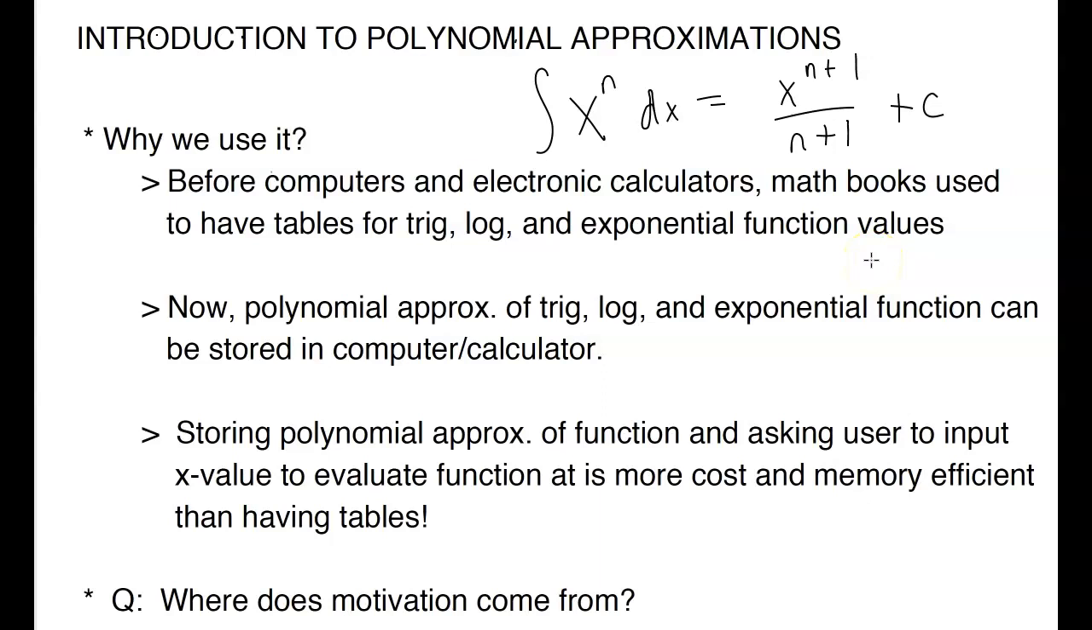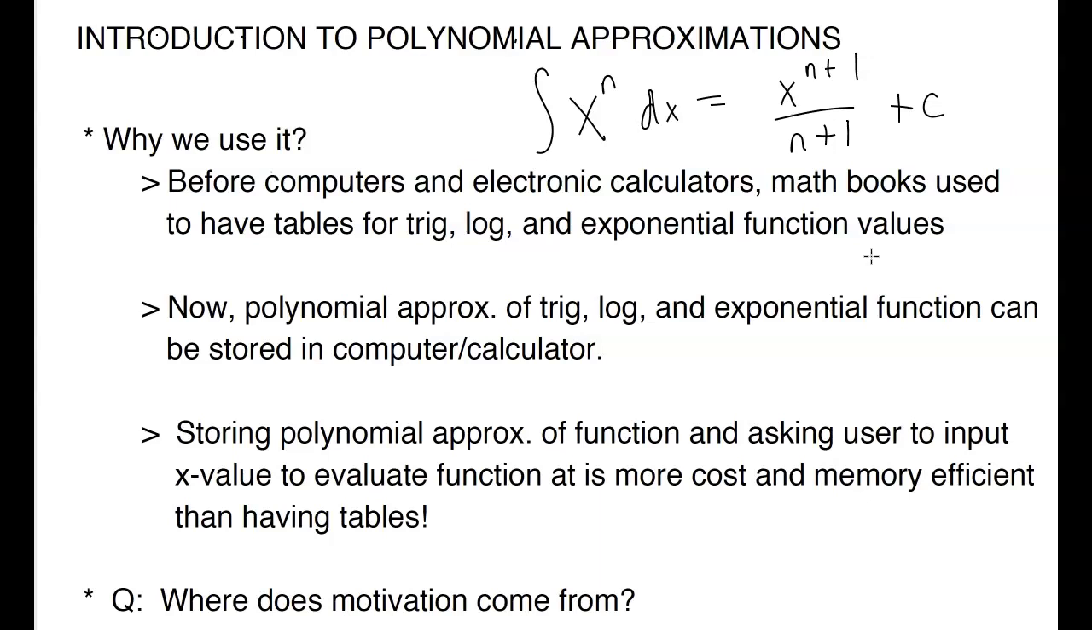Well, before we had computers and electronic calculators and such, many of the math and science books that we had would actually have trigonometric, logarithmic, and exponential function values stored in the back of it in tables. So for instance, if I wanted to know what sine of 1 degree is, or sine of pi over 15 radians would be, that would actually be in a table. Okay. If I wanted to know what e raised to the -2 is, that would be in a table.